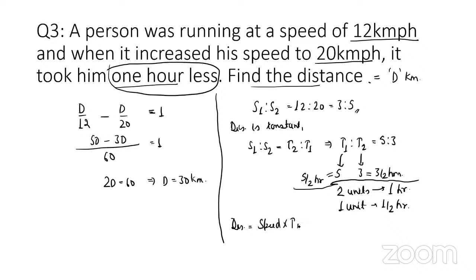So in the first case, the speed was how much? 12, and the time we just found out how much? 5 by 2 hours. So if we just put these two values, we'll get the distance in kilometers, and when you solve this, you will get the answer as 30 kilometers. So the answer will be 30 kilometers by the help of this method as well, right? So we can solve such question by any of the methods. This was a simple question. I'm sure most of you would be able to solve this, right, everyone?